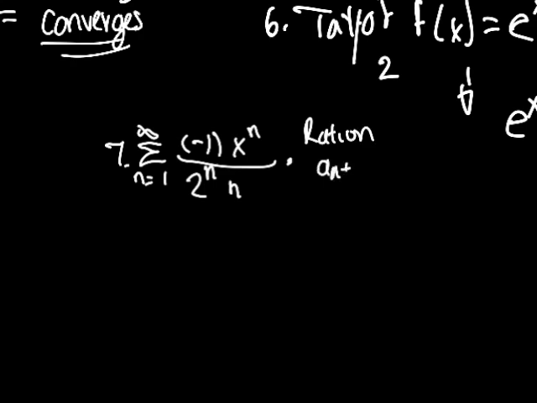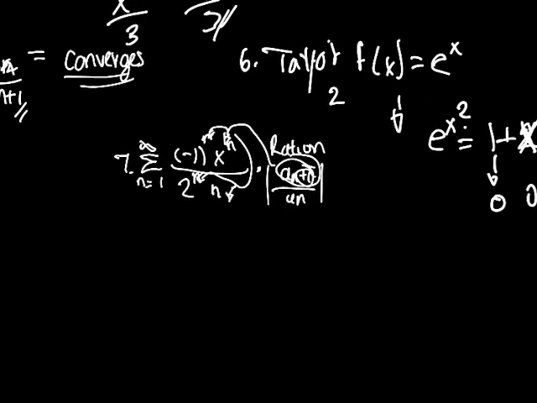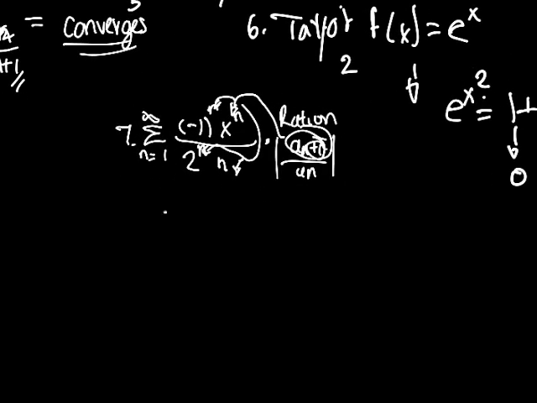is a_(n+1) over a_n, right? So for our a_n, we plug in this value plus 1 to every value that we see, there's one here too. Why do we do this? So we can cancel it out. So once you do that, and I'll do it really quickly, a_(n+1), x^(n+1), n plus 1, n plus 1.